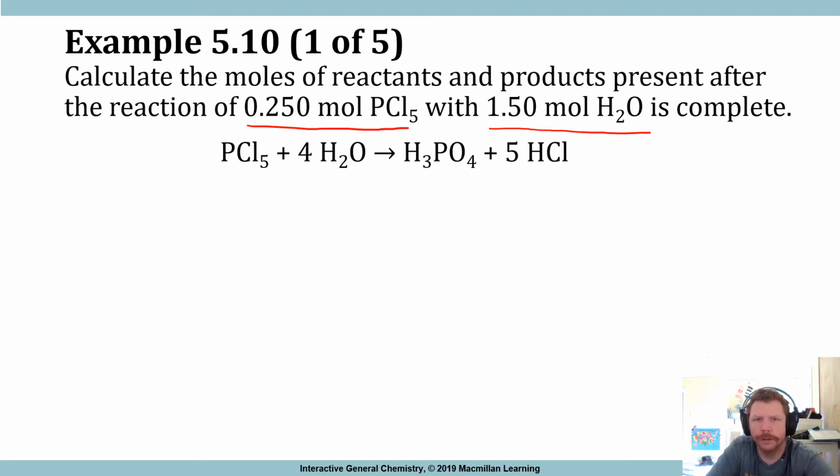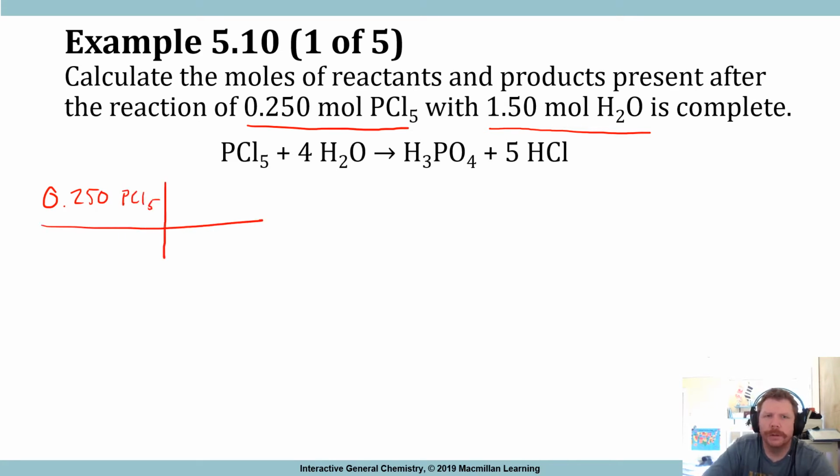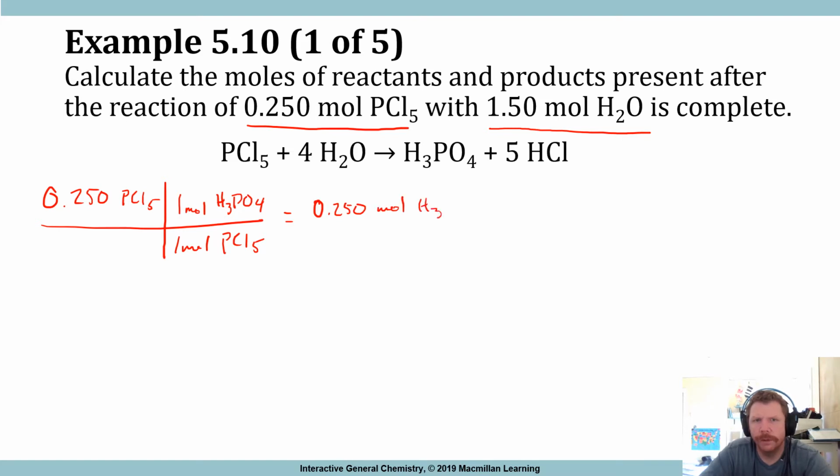to our products. And so what we need to do is say 0.250 moles PCl5, and then develop our balanced chemical reaction, which tells us 1 mole PCl5 gives us 1 mole H3PO4, and that tells us that we're able to produce 0.250 moles of H3PO4.